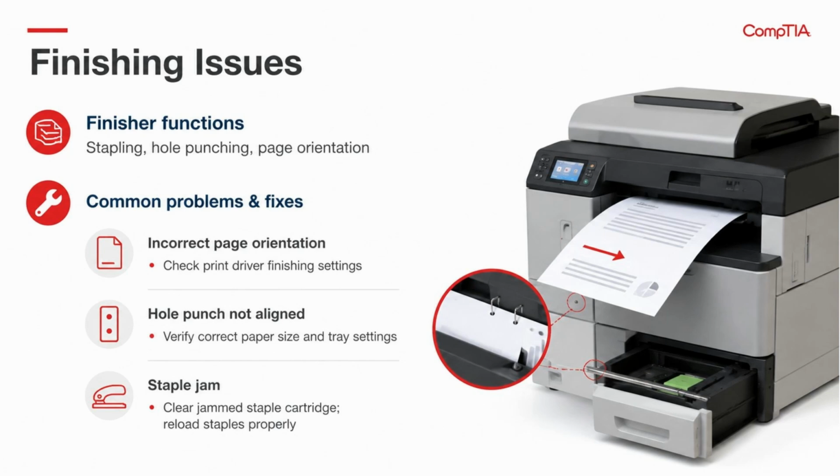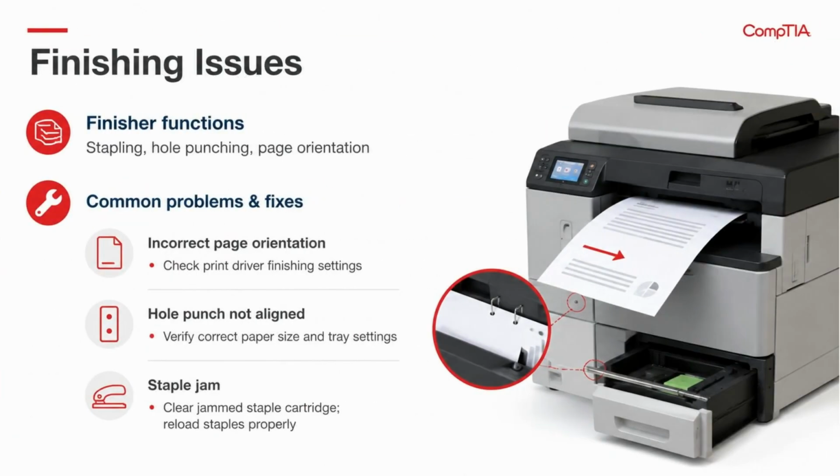Let's look at finisher functions, which include tasks like stapling, hole punching, and adjusting page orientation. If you encounter issues here, like incorrect orientation, check your print driver settings. If hole punches are misaligned, verify your paper size and tray configurations. For staple jams, simply clear the cartridge and reload the staples properly.